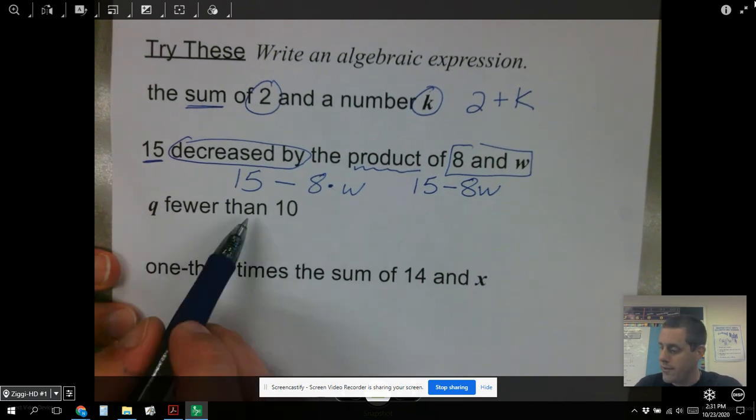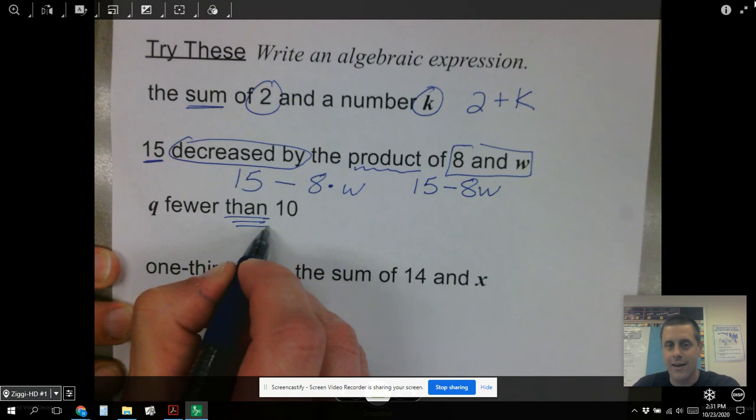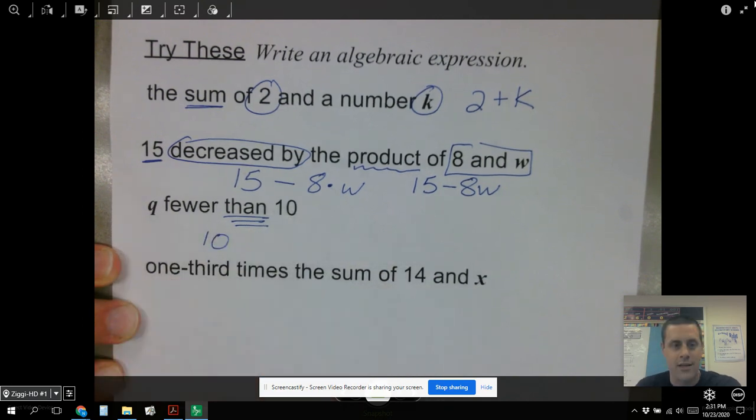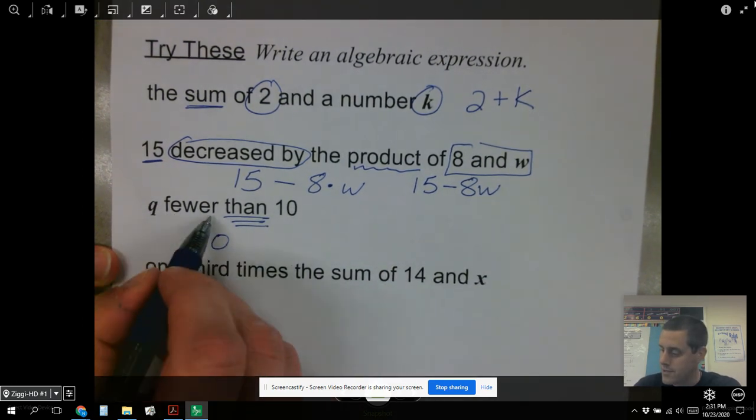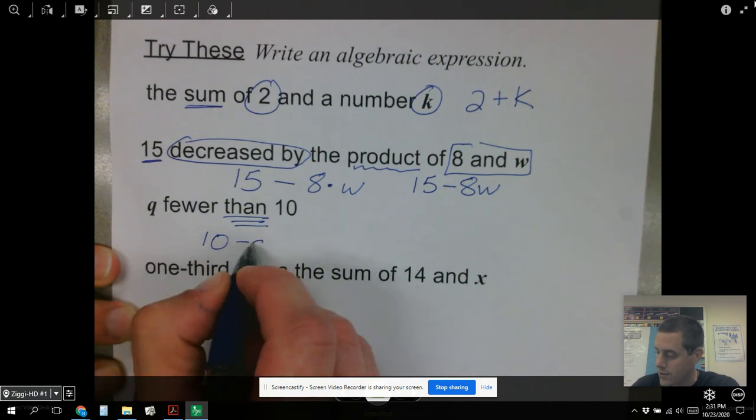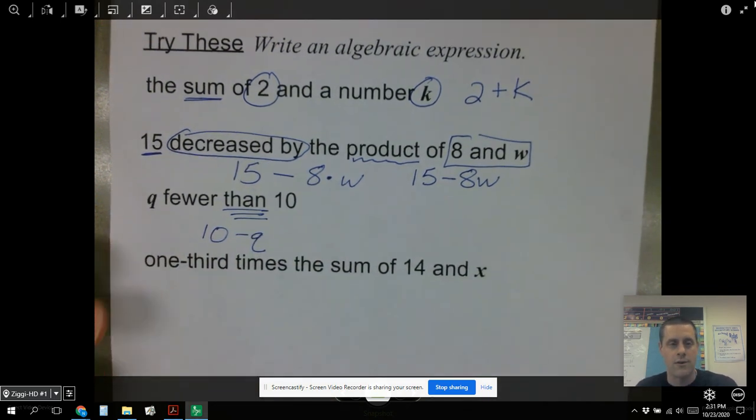Number 3, q fewer than 10, than. That means 10 is coming to the front of my expression. Fewer means to subtract, and we are subtracting the value of q, 10 minus q for number 3.